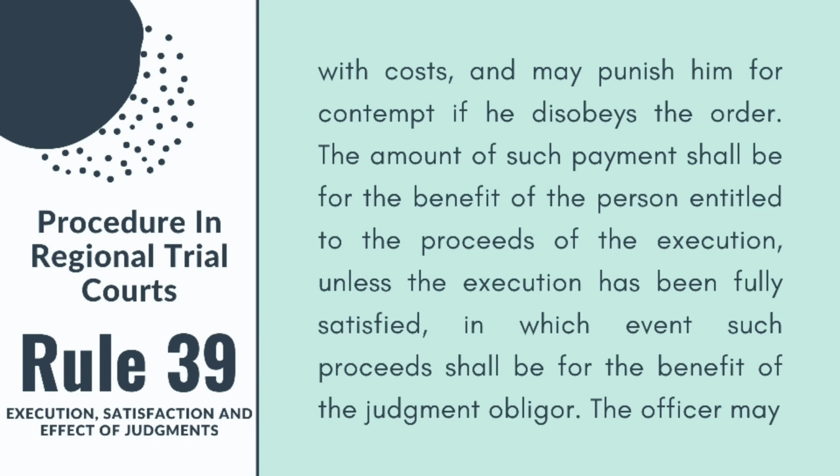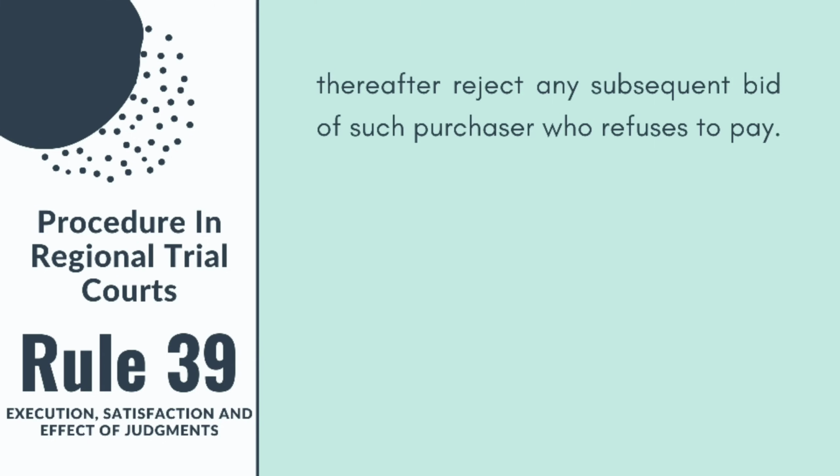The amount of such payment shall be for the benefit of the person entitled to the proceeds of the execution, unless the execution has been fully satisfied, in which event such proceeds shall be for the benefit of the judgment obligor. The officer may thereafter reject any subsequent bid of such purchaser who refuses to pay.